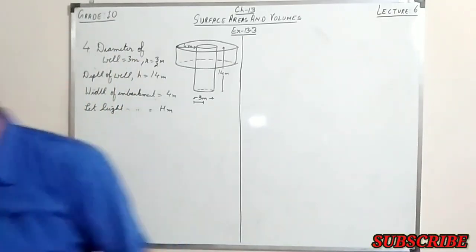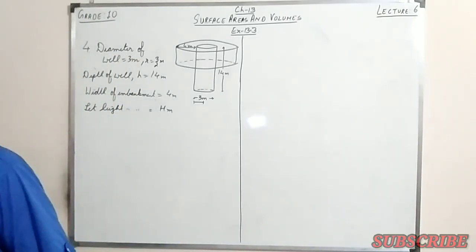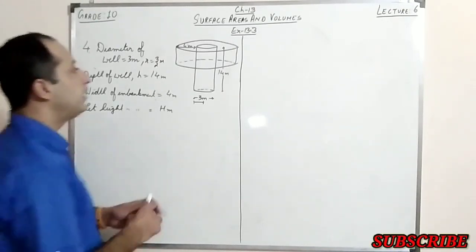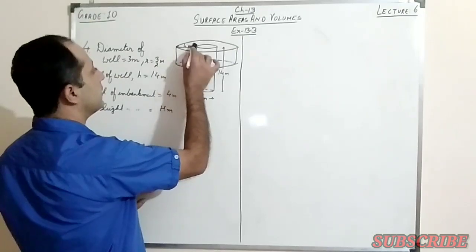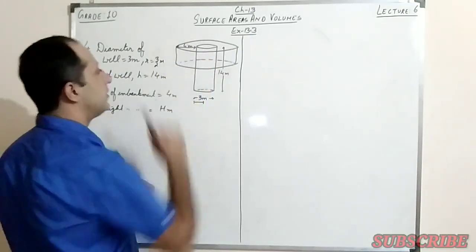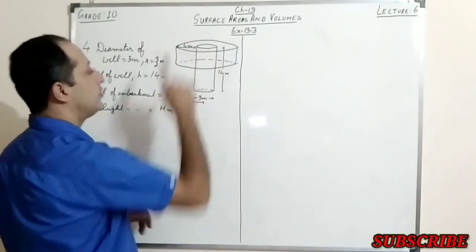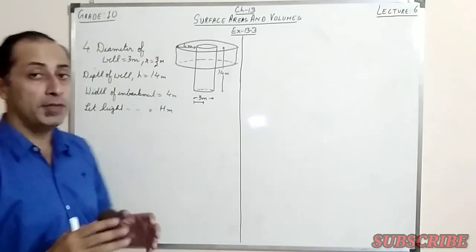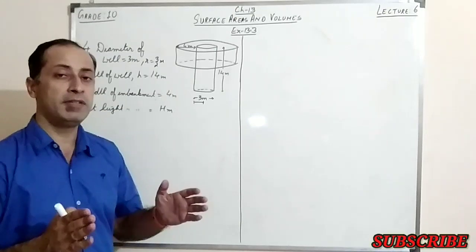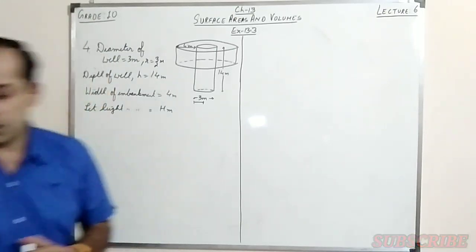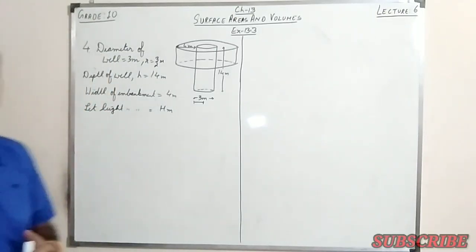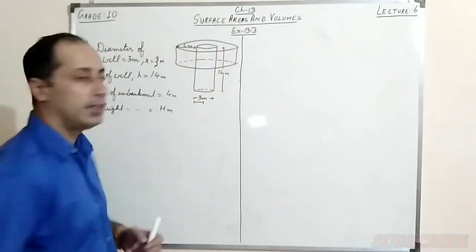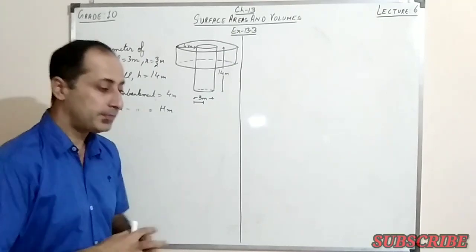Now, what else? In the shape of a circular ring of width 4 meter. Now, the width of this embankment, that is from the outer edge of the well till the outer edge of the embankment, the distance between them is 4 meter. Now what we have to find? We have to find the height of this platform or the embankment.